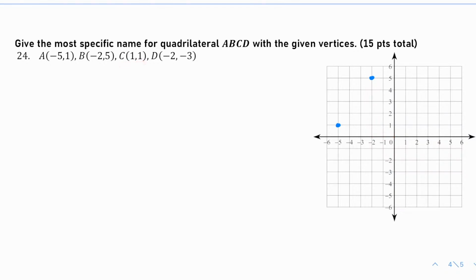C is at 1, 1. So that's 1 right, 1 up. And D is at negative 2, negative 3. So that's 2 to the left, 3 down. So that's A, B, C, D.